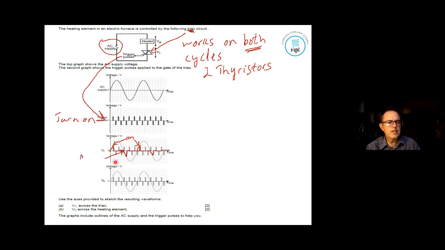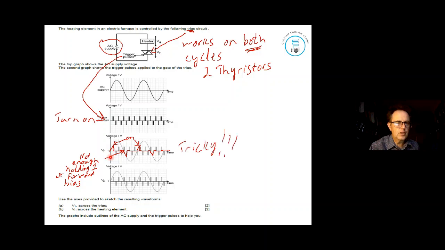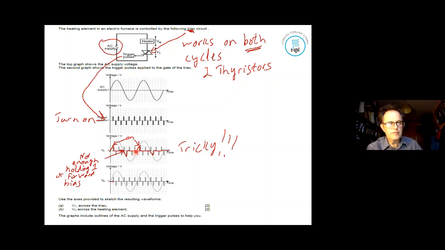At that particular point there, as I said, there's no voltage. That would mean you wouldn't have any holding current because there's no voltage there. So at that particular point, bang, your thyristor's gone off. That's quite a tricky one. Realize that at that voltage there, your thyristor is going to go off, so I'd have to wait for the next pulse.